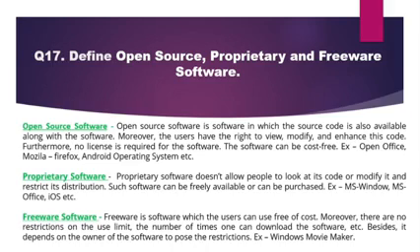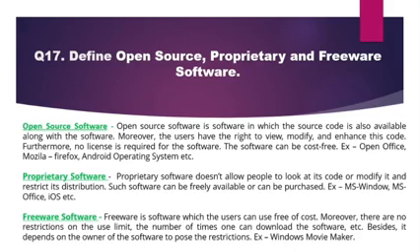Then come to the next type, that is freeware software. Freeware is software that a user can use free of cost. Moreover, there are no restrictions on the use limit, such as the number of times one can download the software, etc. Besides, it depends on the owner of the software to impose restrictions. Example: Windows Movie Maker, etc.